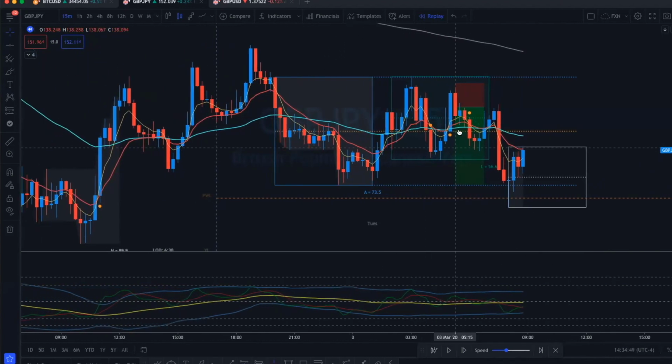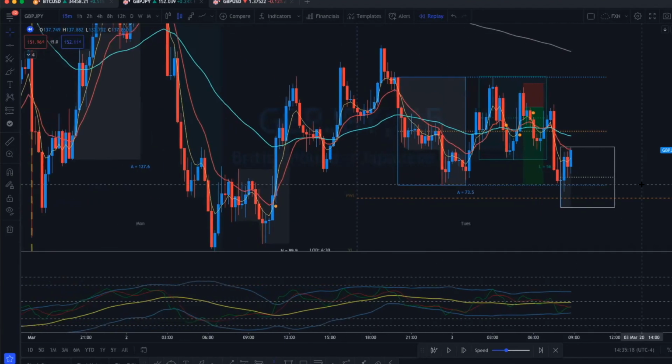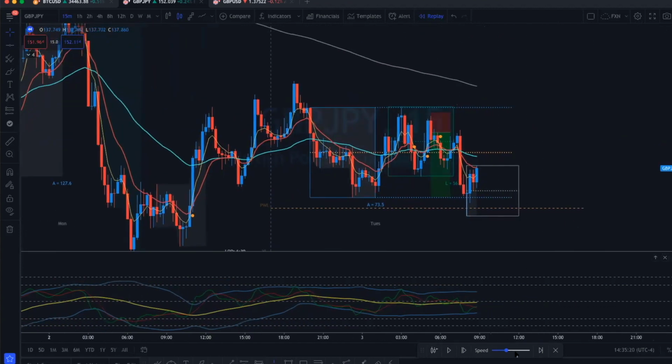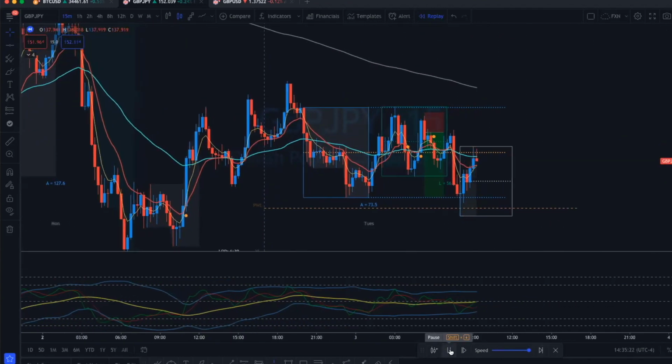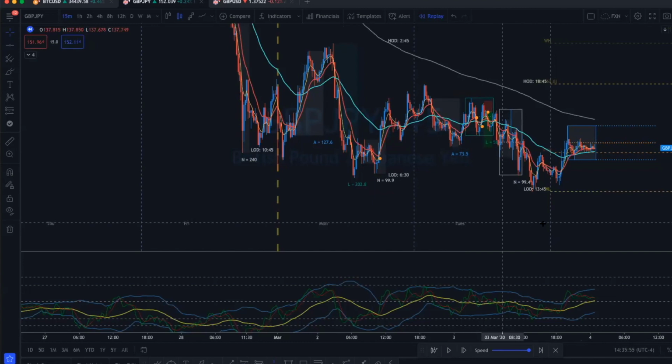Does everybody see how I got to this trade? Or do you not understand how I got to that trade? All right, so let's see what happens next day here. So far, two days in, what does this look like?